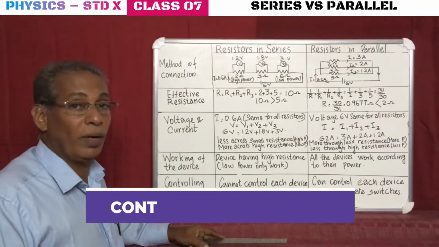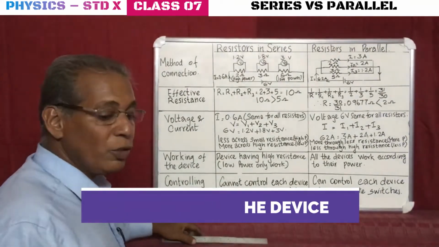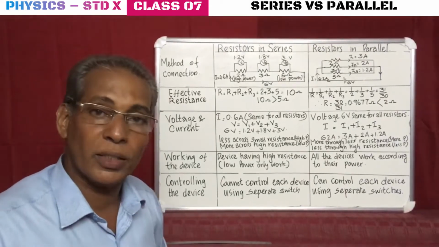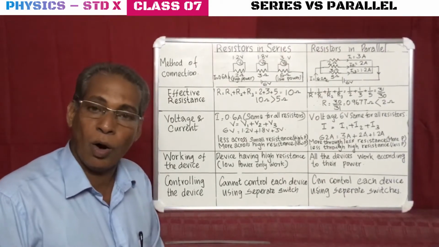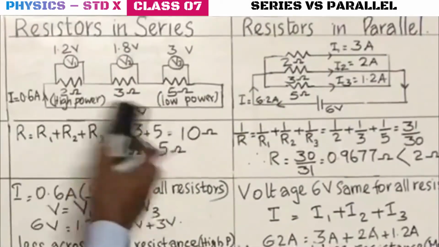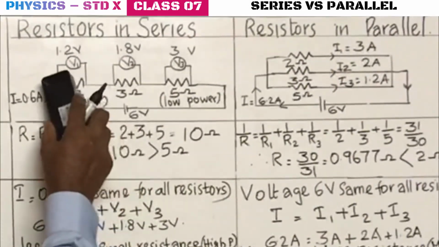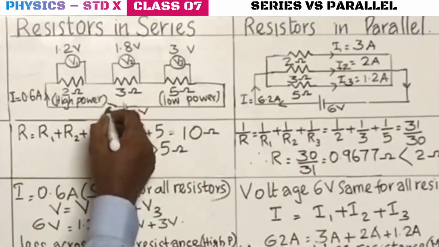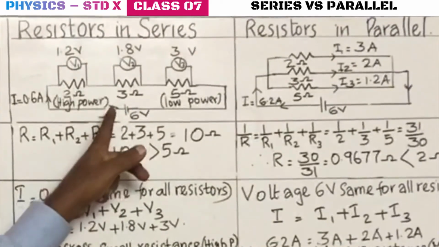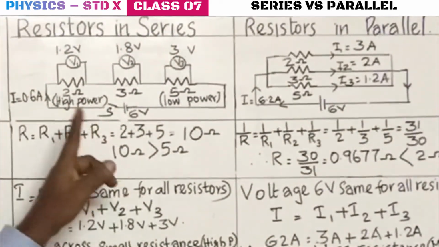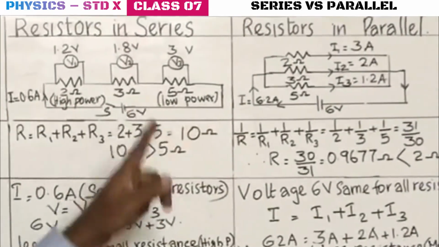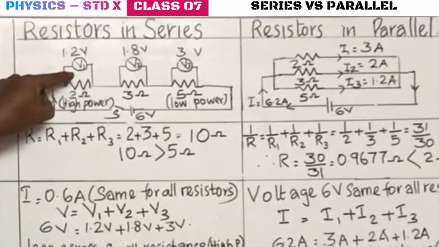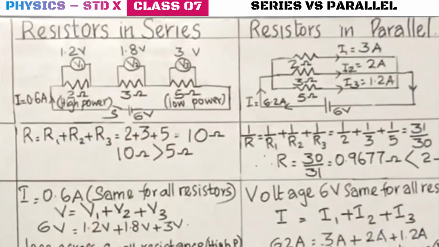Now, controlling the device. We usually control our electrical circuit using switches. If you connect a switch, the current can be on or off. So I am connecting a switch anywhere in the circuit. Suppose I am connecting a switch here. That current is blocked or cut off. So all the 3 devices at a time will be cut off. If we want to cut off only one among these 3, it is not possible.